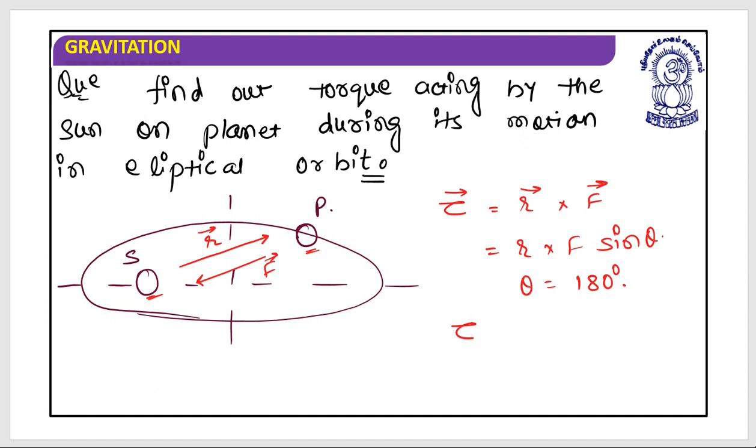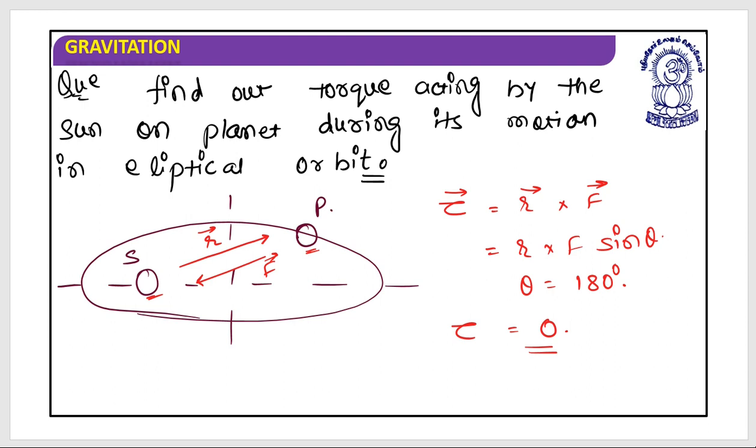In this case, sine of 180 is 0, so the torque would be 0. Yes, so no torque is acting on the planet by the sun due to its planetary motion.